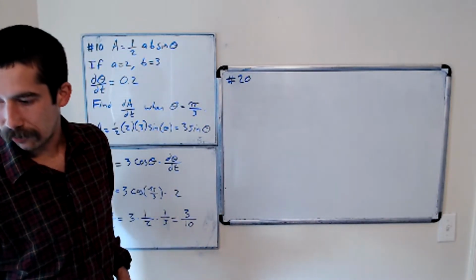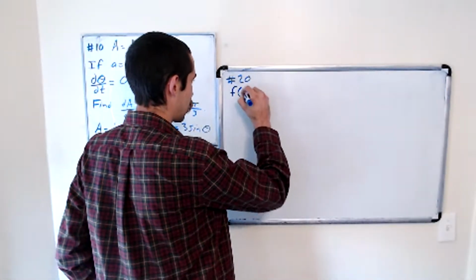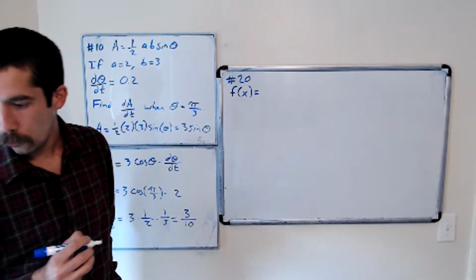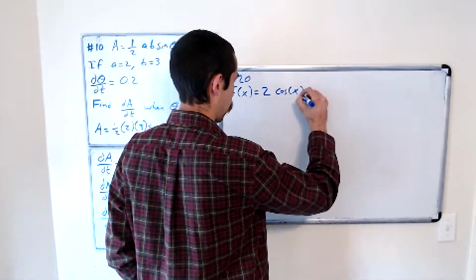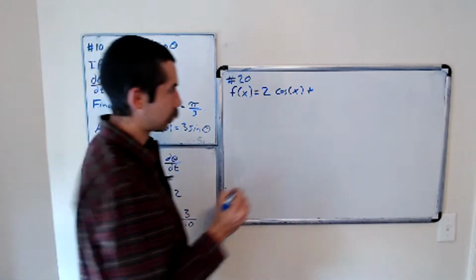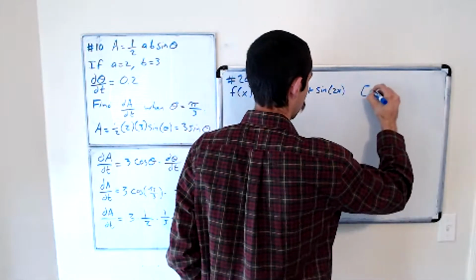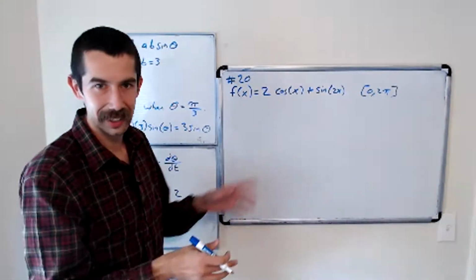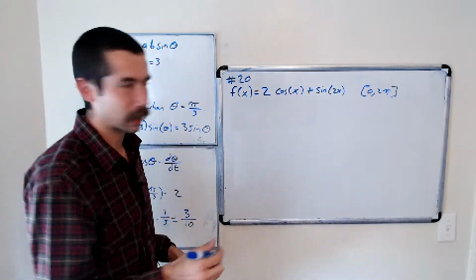Okay, so number 20 is find the critical numbers of the function f of x is equal to 2 cosine of x plus sine of 2x. And then we're given the interval of 0 to 2 pi. Right? Because if there is no domain here, like with the trig functions, it could go on forever. Okay, so find the critical numbers.